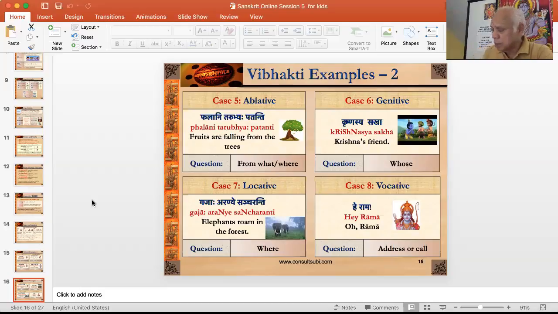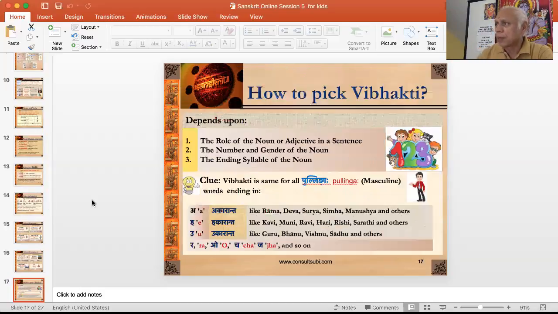So these are the examples of vibhakti you find. But how to pick up vibhakti? No, that's difficult, because it depends on the role of the noun in a sentence, the number and gender of the noun, and the ending syllable of the noun. So vibhakti is same for all masculine gender, pullinga, like for example those which end in A. Like Rama, Deva, Surya, Simha, Manushya, all these end in A. They are called akaranta.